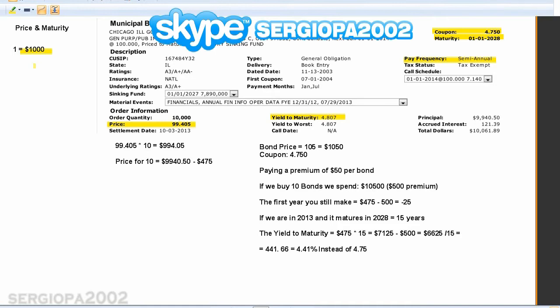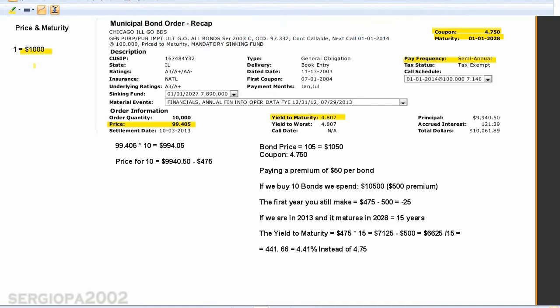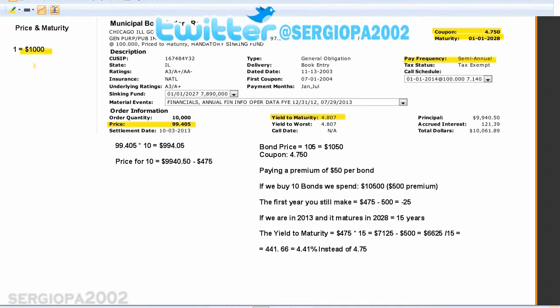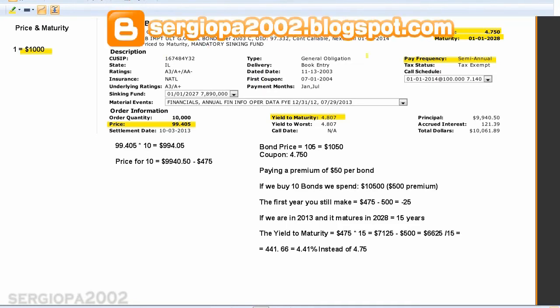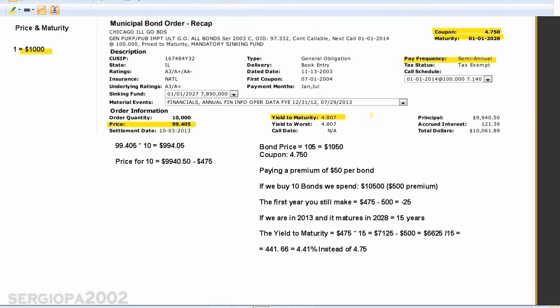I'm getting back $1,000 per bond that I own, regardless of how much I paid, if I paid a premium or if I paid a discount. Now, in this case, since I paid a discount, and I'm just doing a recap here, my yield to maturity is going to be 4.807, which is slightly higher than my coupon. And again, the yield to maturity is the indicator that is going to tell us really how much money you made from this investment at the end.